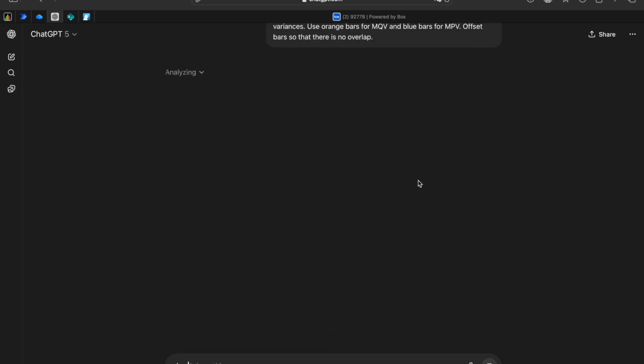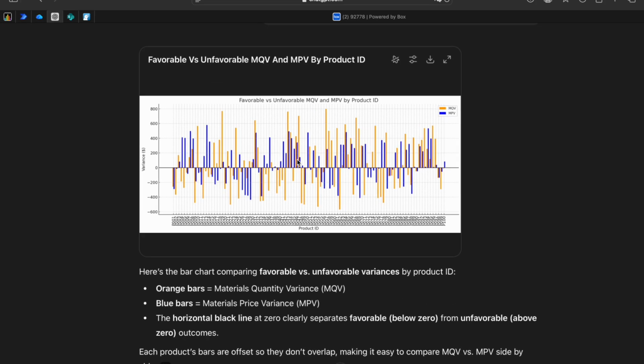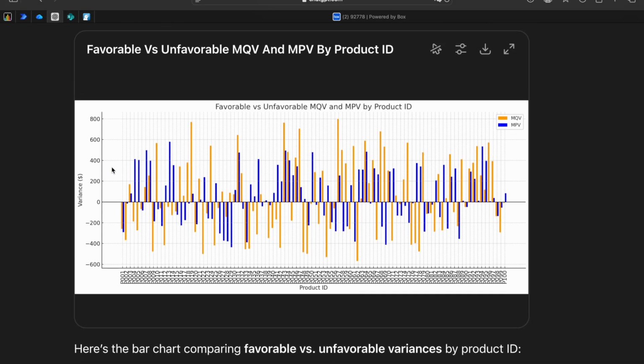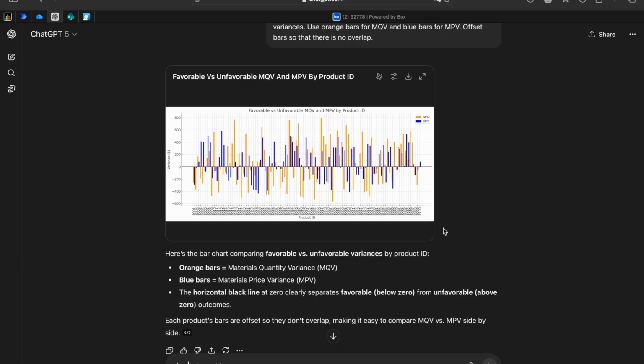And I think a bar chart is the best way to go with this kind of measurement. And it actually spits out a pretty cool looking graph. As you can see, a lot of the lines here are positive, meaning that we have a lot of unfavorable variances. And so just taking one glance at that, we already know that we're kind of running into some trouble through our production.